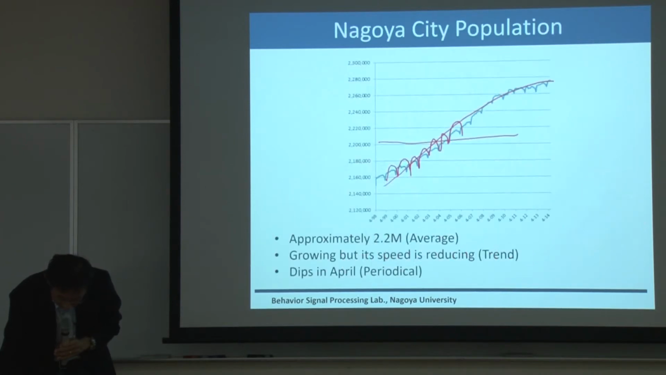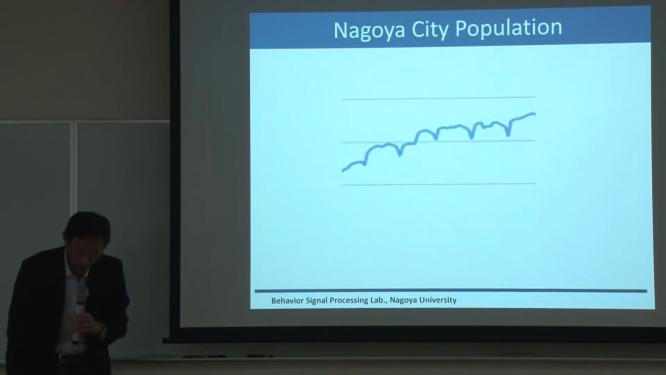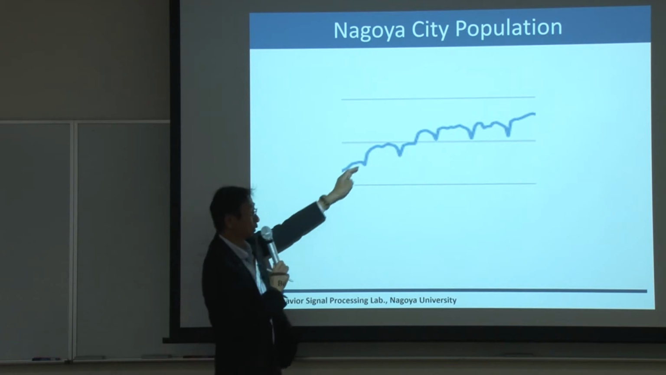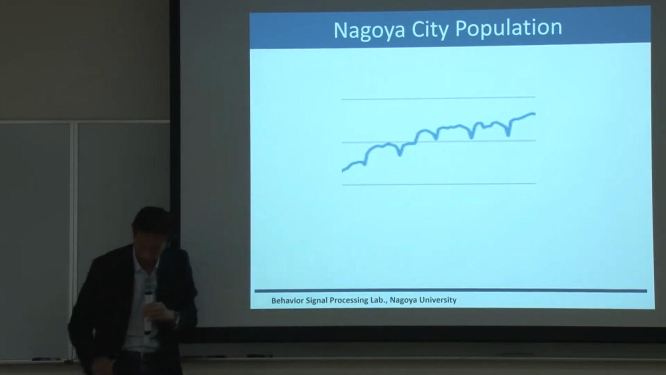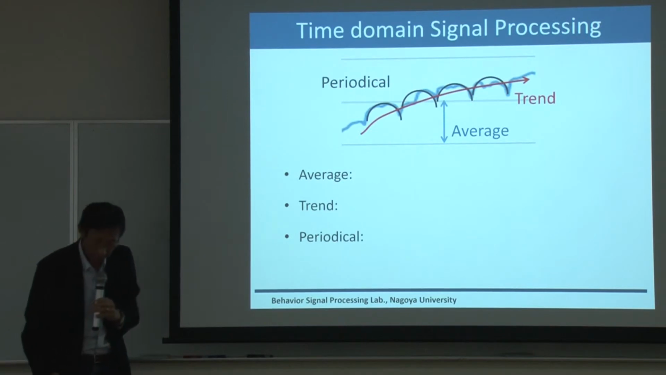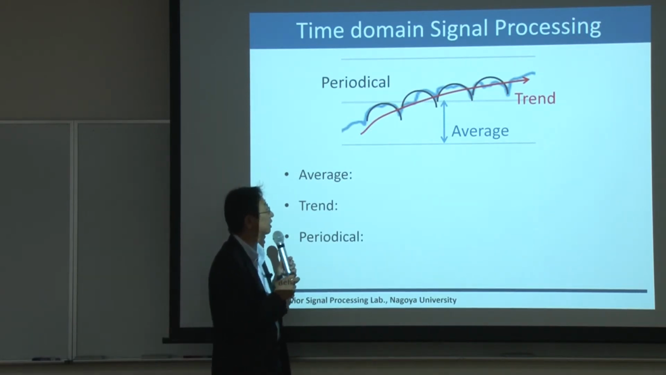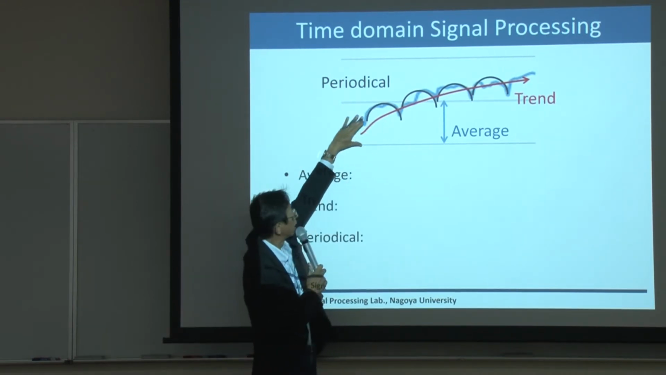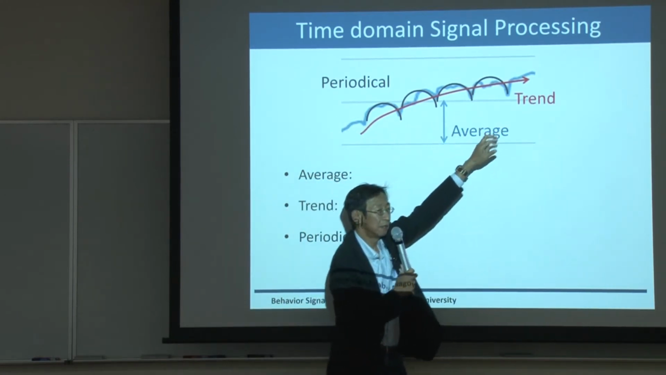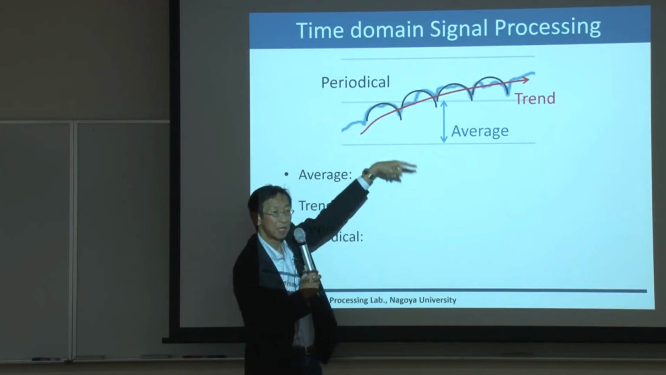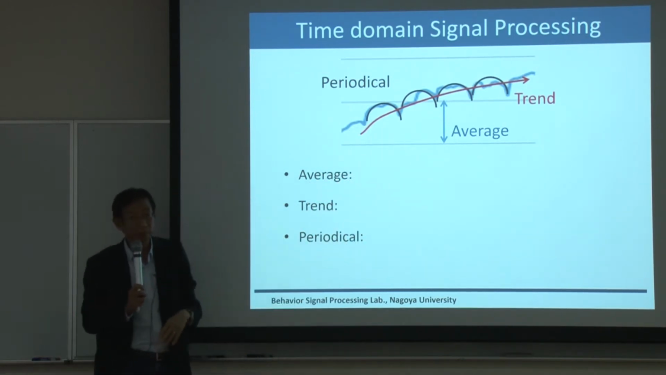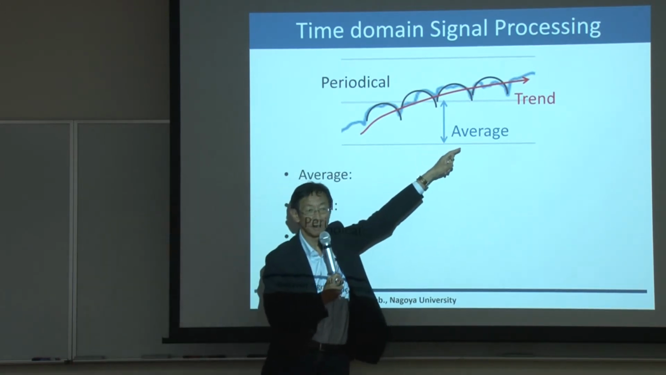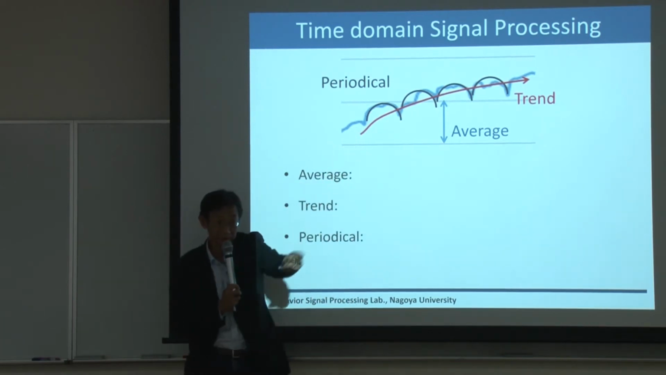Okay, so I plotted 3 lines here on this figure. Again, let's see the local change of the Nagoya City population against the year. And as I suggested, there are 3 very important characteristics of the signal. One is the average value, the other one is a global trend, and the third one is periodical change. So how can you calculate, for instance, the average from this signal? How do you calculate?